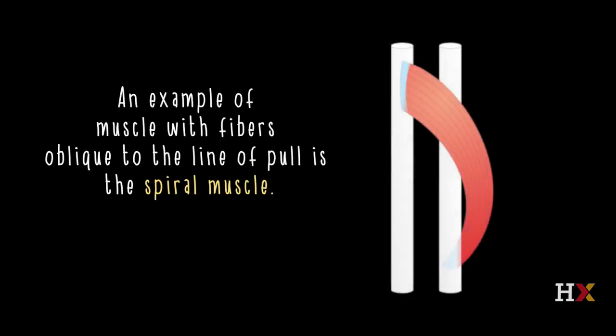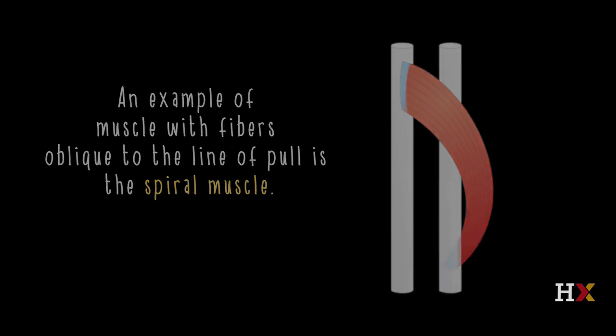This is an example of a spiral muscle, so this is again oblique to the line of pull. And what contraction of this muscle would do would be rotate that bone in its longitudinal axis. You can pronate and supinate your forearm.